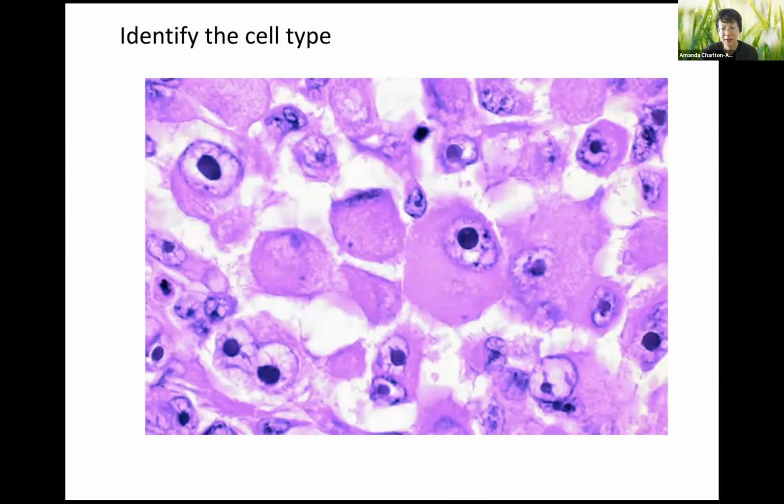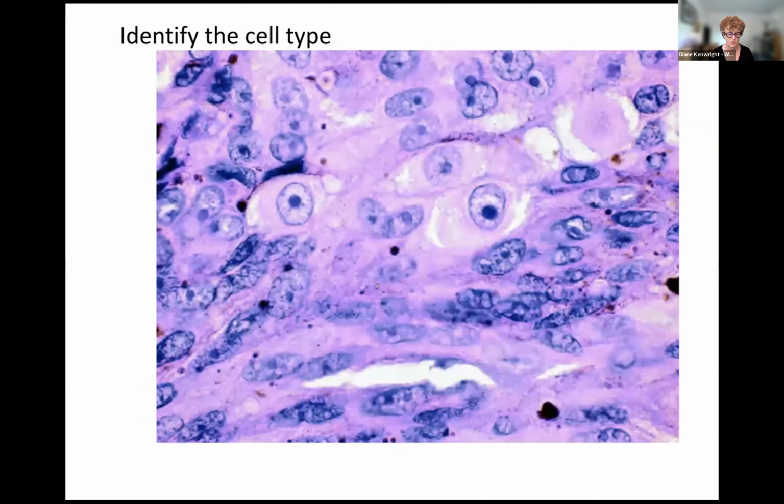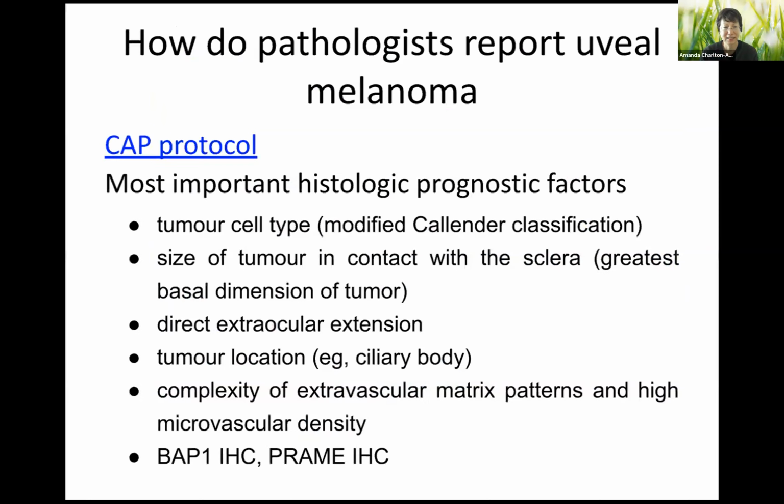And epithelioid. Great. Yes. Okay, so let's flash between them. Spindle, epithelioid. Great. And this one will be... And people are saying mixed. Yes. Great. Okay. So how do pathologists report uveal melanoma?